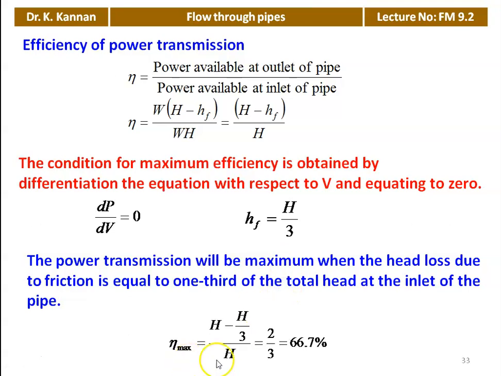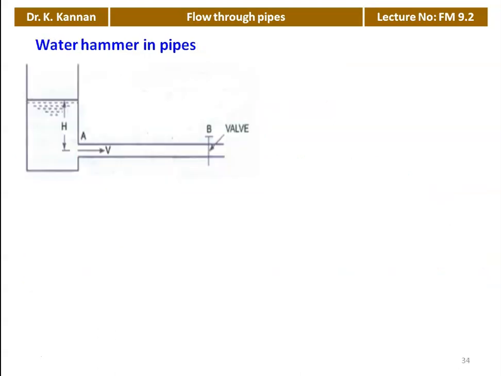So, the maximum efficiency equals (H minus H/3) divided by H, which equals 2/3, which is 66.7%. So, in power transmission, the maximum efficiency obtainable is 66.7%. And the water hammer.